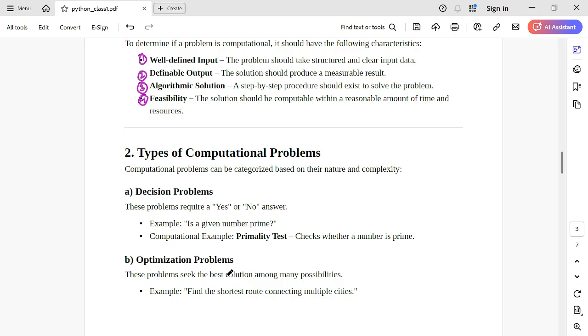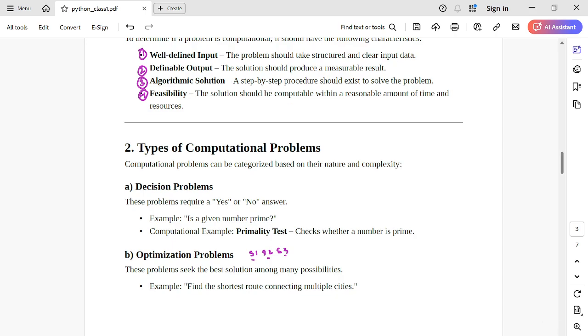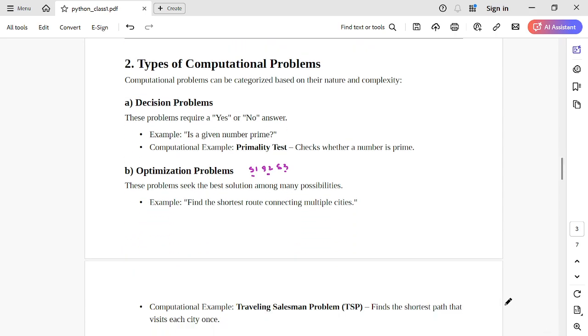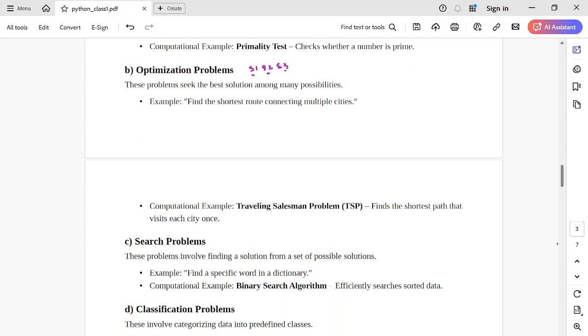And second comes the optimization problem. These problems seek the best solution among many possibilities. That means there are many solutions, S1, S2, S3, and you have to identify which is the optimized solution for the given problem. That is known as an optimization problem. So finding the shortest route connecting multiple cities is an optimization problem. Similarly, the traveling salesman problem, to find the shortest path that visits each city once, is also an optimization problem.